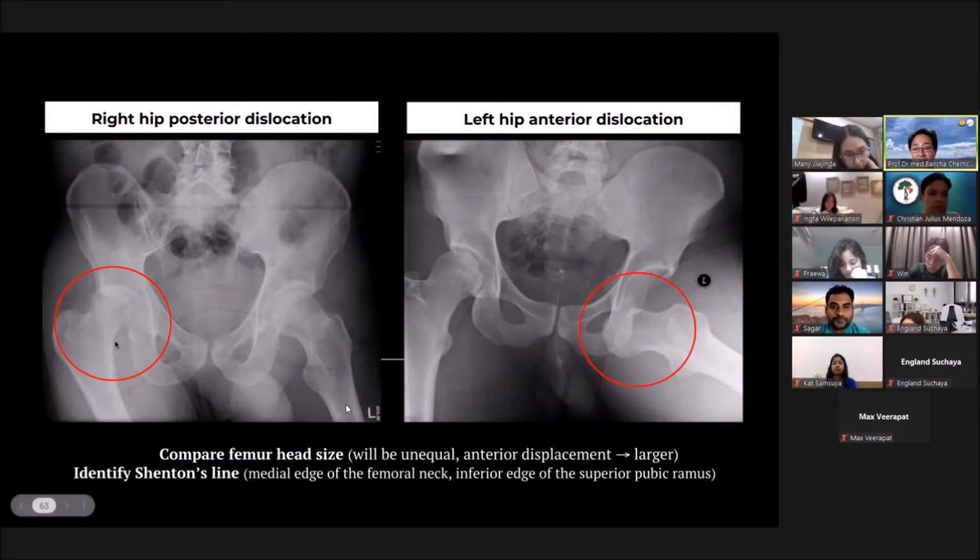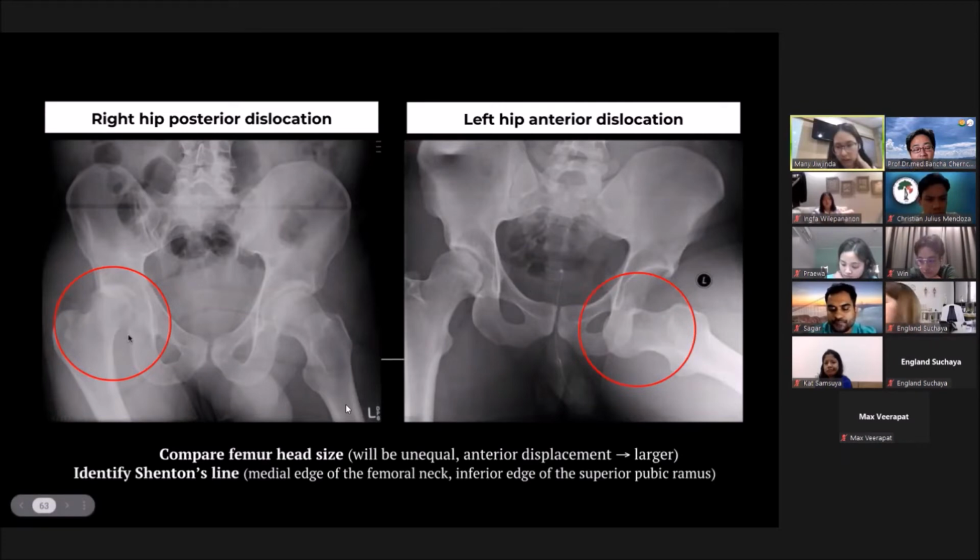It's not smooth, you see? Draw the line. It's narrower, yeah, right. It's not smooth compared to the opposite side. Oh, I see, and also disruption, okay?